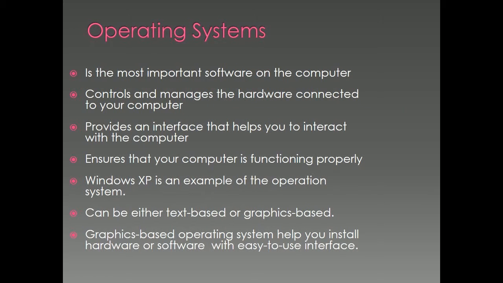The operating system is the most important software on the computer. It controls and manages the hardware connected to your computer. It provides an interface that helps you to interact with the computer. It ensures that your computer is functioning properly. Windows XP is an example of an operating system. It can be either text-based or graphics-based. Graphics-based operating systems help you install hardware or software with an easy-to-use interface.